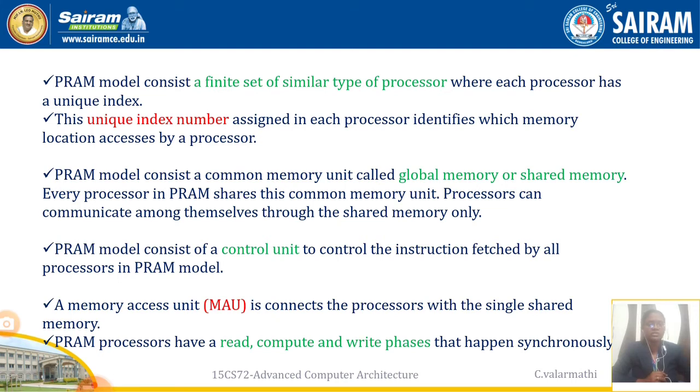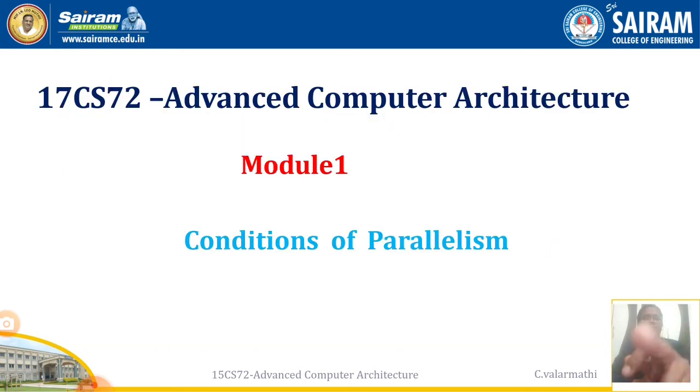So it has a centralized control unit, and it controls the instructions fetched by all the processors. For example, each processor has to fetch one instruction for its execution. This entire fetching and execution of instructions is controlled by a centralized control unit. Likewise, PRAM processors have read, compute and write phases that happen synchronously, because PRAM always works in a parallelized manner. So this work has to be executed synchronously. What are the operations? Read, compute and write phases, that means read phase, execution phase and write phase. Okay, so this is called PRAM, right?